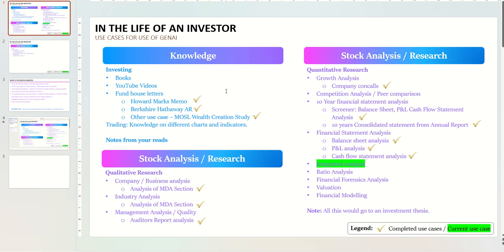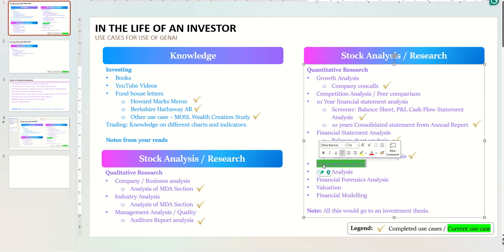In this video, we will see how to do basic prompting for integrated financial statement analysis. On the screen, the tick-marked use cases have been completed already. Please check my earlier videos in case you have directly landed in this video and don't understand what the tick marks mean. The current discussion is highlighted in green, the current topic.